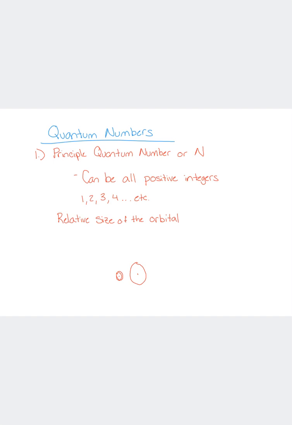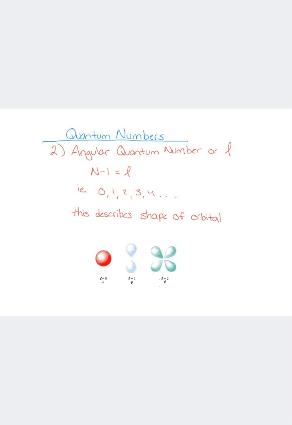The second quantum number is the angular quantum number, or L. We can find L by taking n minus 1. So when n is all the positive integers, for an n of 1, 1 minus 1 would be 0, 2 minus 1 would be 1, 3 minus 1 would be 2, and so on. And so this is how we get the L value of the quantum number.